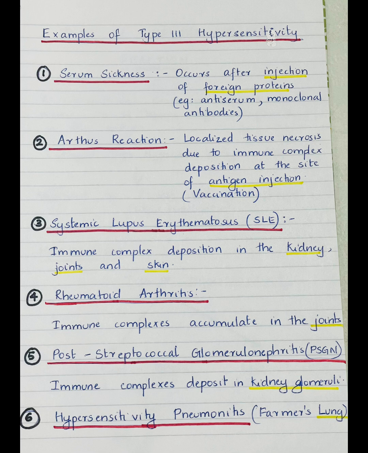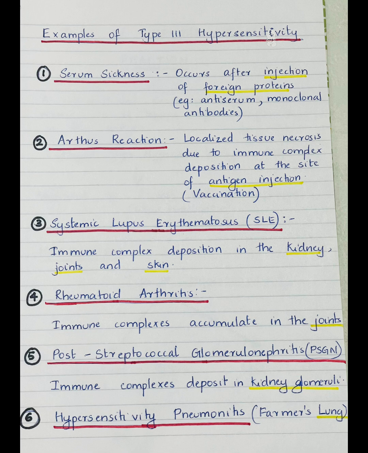Systemic lupus erythematosus. It is an autoimmune disease with widespread immune complex deposition in the kidney, joint, and skin. In rheumatoid arthritis, the immune complexes accumulate in the joints, causing chronic inflammation and joint destruction. In post-streptococcal glomerulonephritis, it is usually seen after a streptococcal throat or skin infection. And in this disease, the immune complexes deposit in the kidney glomeruli, causing inflammation and kidney dysfunction.